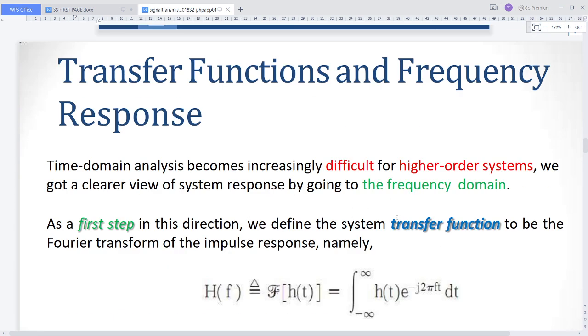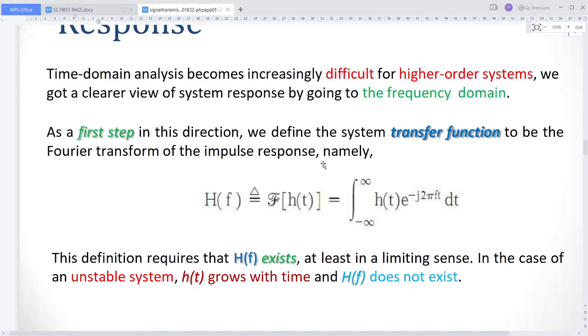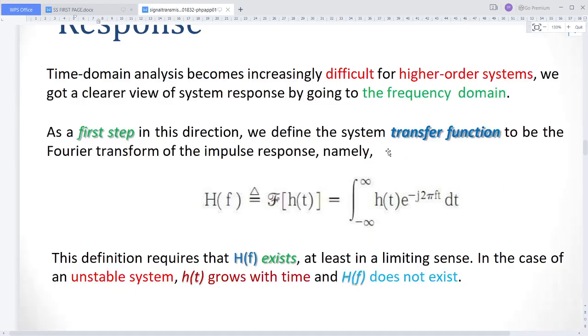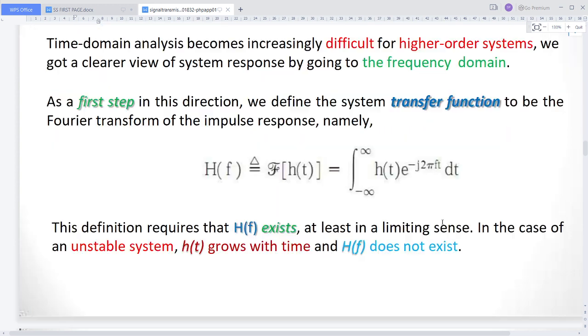You have to remember this simple point: the transfer function is nothing but applying the Fourier transform on the impulse response. h of t is the impulse response, that is, the output or response of a system whose input is the impulse signal. So the transfer function is the Fourier transform applied on the impulse response of a system.